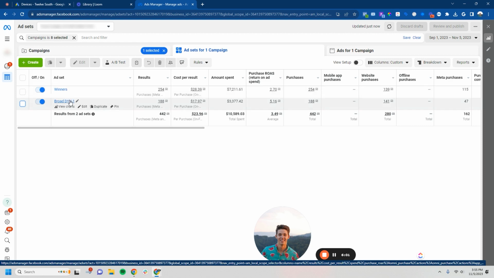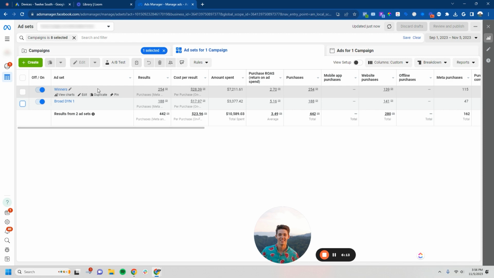So what does that mean? That means when you take content out of your dynamic creative ad set, you're able to fill in new content and keep testing and testing and testing. Then you take the winners and put them in here. So you develop a really strong ad set of your best ones.